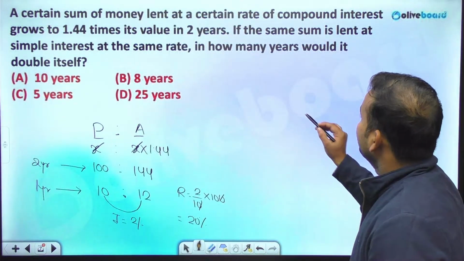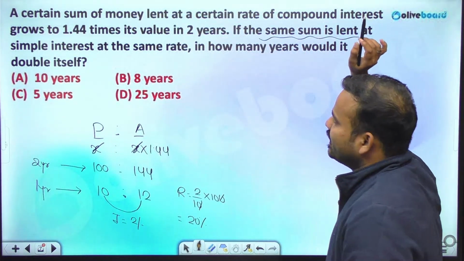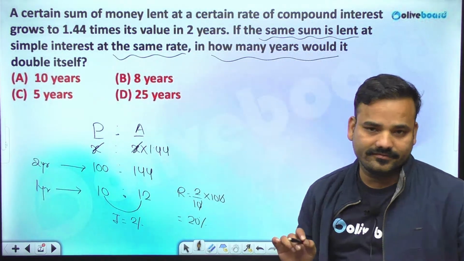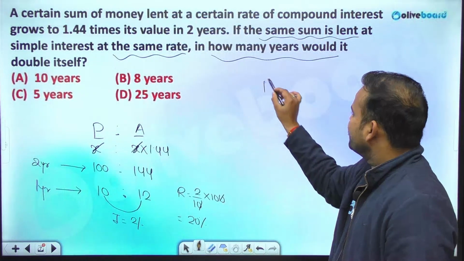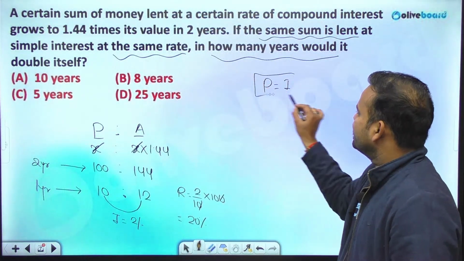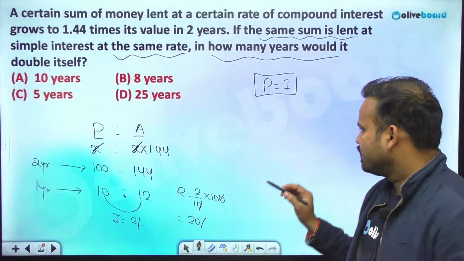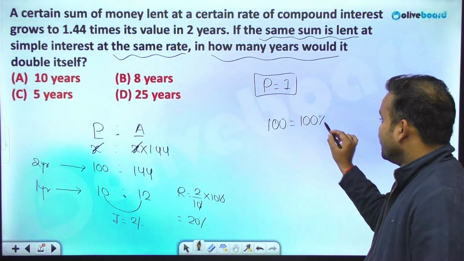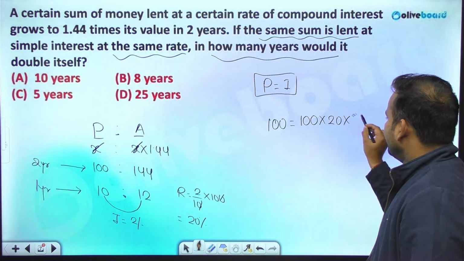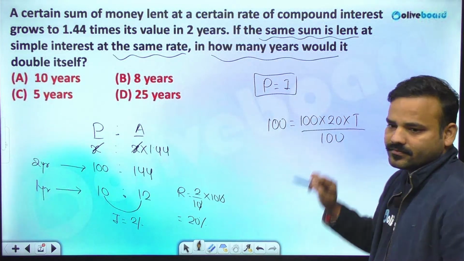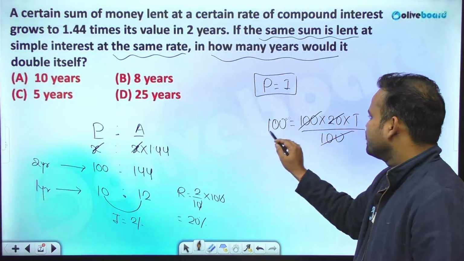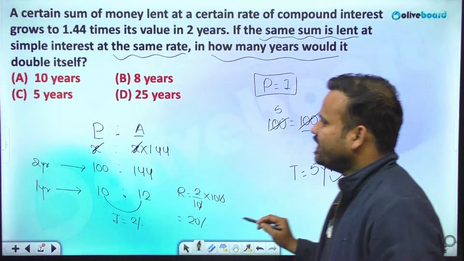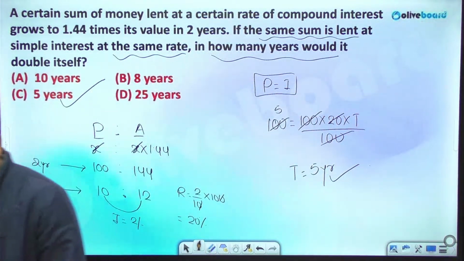Now the question says, if the same sum is lent at the same rate of interest, in how many years would it double itself? Double means when principal is equal to interest, the money is getting doubled. 100 becomes 200. So let's say the interest is 100, principal will be 100, rate of interest is 20%, and you need to find the tenure: 100 by 20 times 100, zeros eliminated, 5. So at a time period of 5 years, you will be getting the result.